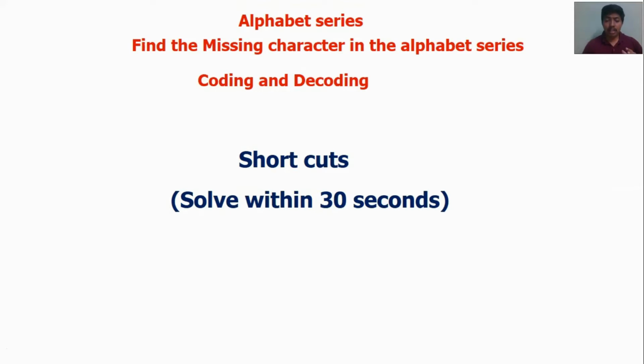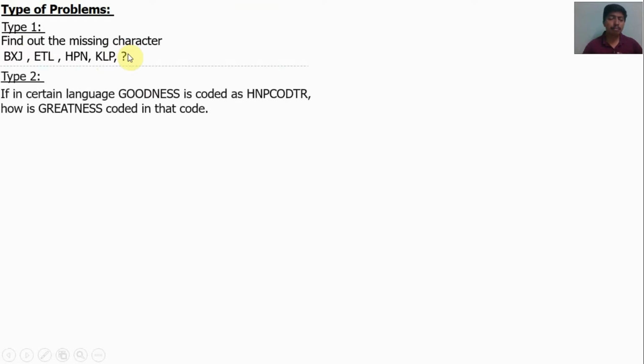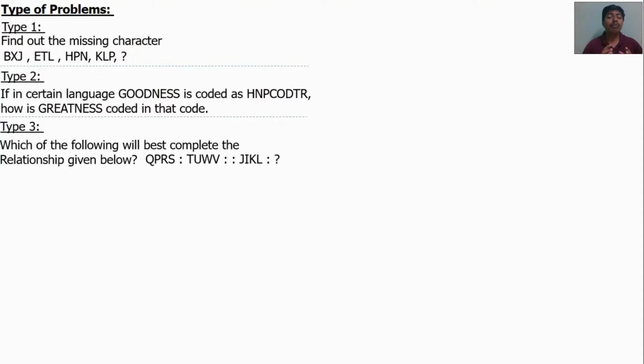The English character problem has three different types. The first type is find the missing character. Here in this problem, four characters are given, and we have to find the one missing character. The second type is coding and decoding. In this problem, if a character is coded by another character, then what will be the code for another given character? We have to find that. The third type is we have to find the best relationship character. Here three characters are given, and we have to find another character which will give the best relationship. For all three types of problems, the concept is similar.